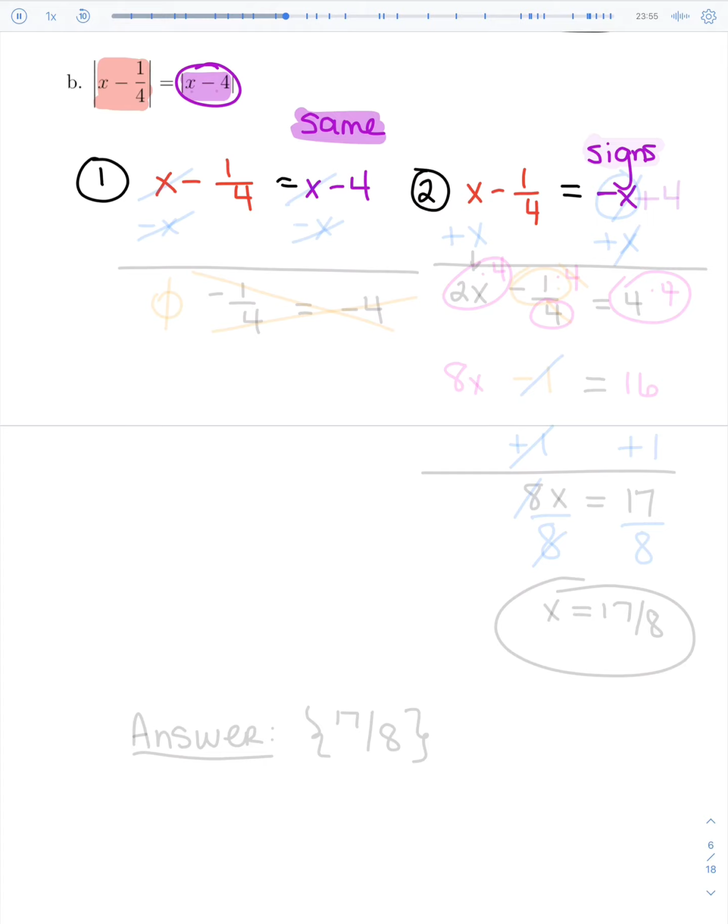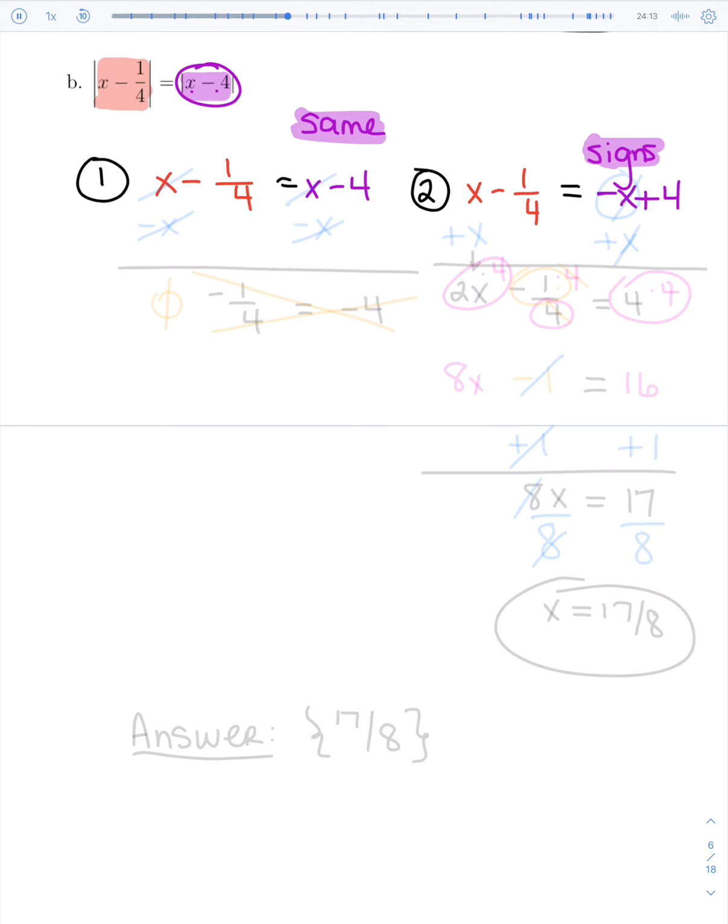The negative 4 will become a positive 4. So the positive x became a negative x, and the negative 4 became a positive 4. So we switched all of the signs to do the negative version.